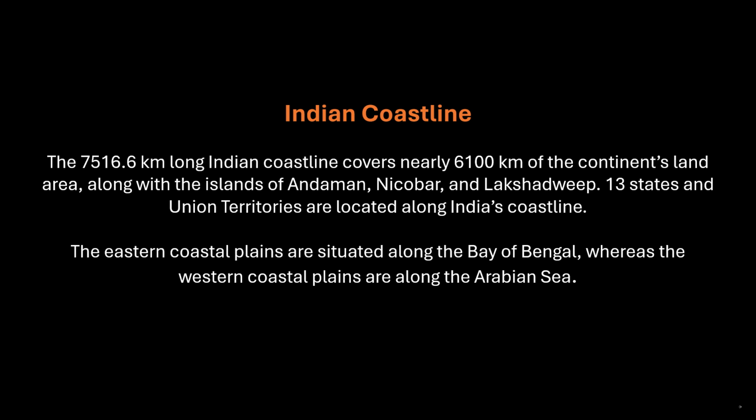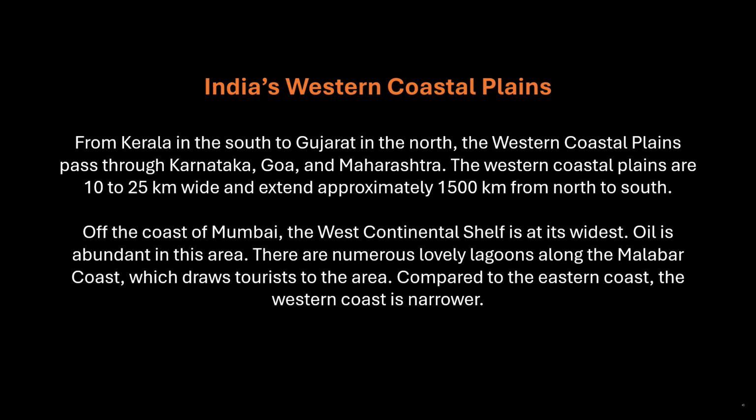The eastern coastal plains are situated along the Bay of Bengal, whereas the western coastal plains are along the Arabian Sea. India's western coastal plains. From Kerala in the south to Gujarat in the north, the western coastal plains pass through Karnataka, Goa, and Maharashtra. The western coastal plains are 10 to 25 km wide and extend approximately 1,500 km from north to south.